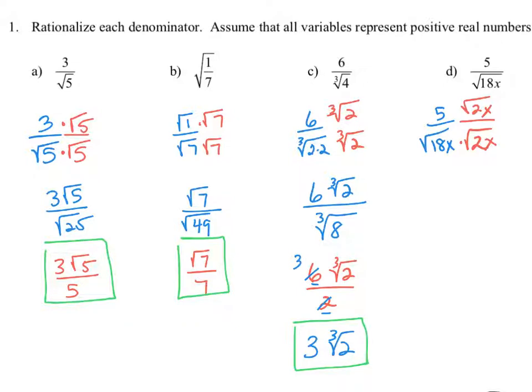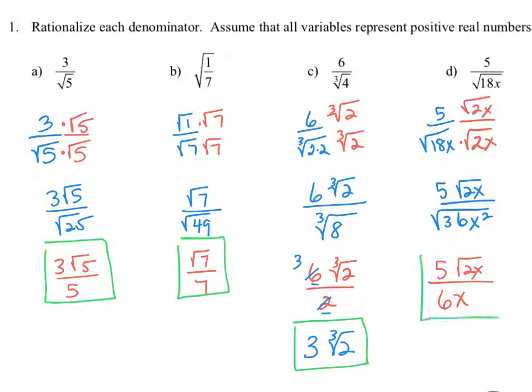When we simplify this, we get 5 times the square root of 2x in the numerator, and in the denominator we get the square root of 18x times 2x. Well, 18 times 2 is 36, and x times x is x squared. So we are nearly there in simplifying this so that we end up with no radical signs in the denominator. Our numerator is 5 times the square root of 2x, and then in the denominator, the square root of 36 is 6, and the square root of x squared is x. Again, we're assuming that the variables represent positive real numbers, so we can write our final answer as 5 square root of 2x all over 6x.